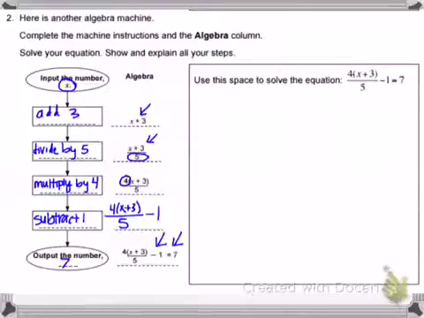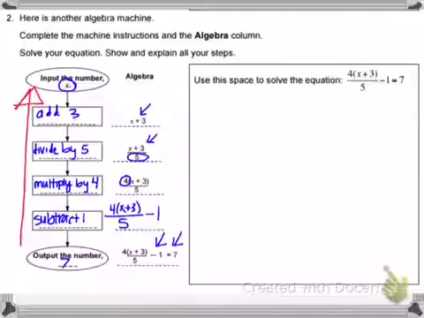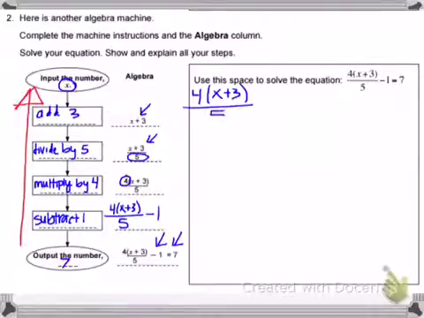Okay, so now we're going to use those steps in reverse to solve the equation. What I mean is I'm going to work backwards and do the inverse operations to solve my equation. So the first thing I'm going to do is recopy the equation. So I have 4 times the quantity x plus 3, all over 5, minus 1 is equal to 7.